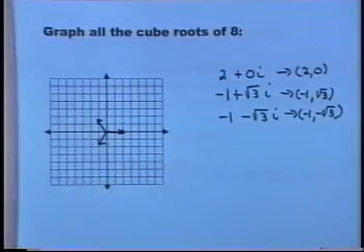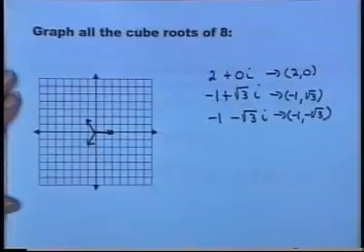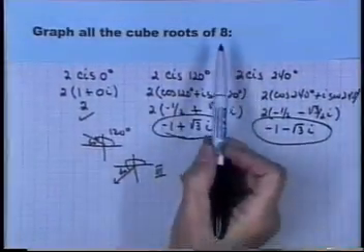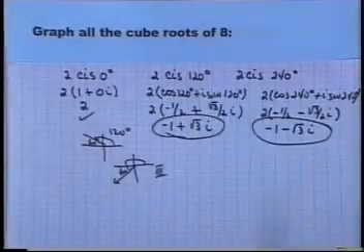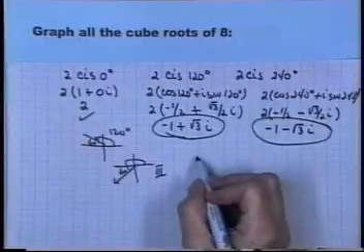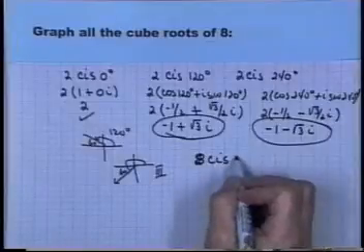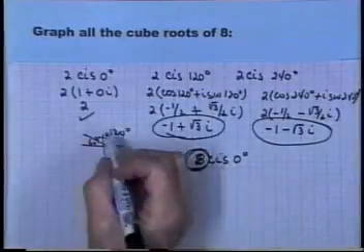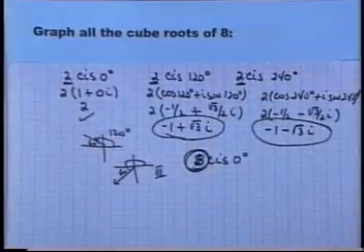Now, having looked at finding these cube roots, I want us to notice that, first of all, when we found the cube roots of 8, 8 in trig format was 8 CIS 0 degrees. Notice if you take the cube root of this 8, you get the r that you need for all of the cube roots.